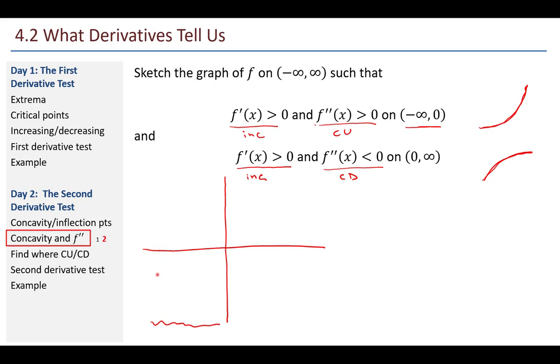So maybe something like that, where the inflection point is right on the y-axis. Increasing concave up, then switches to increasing and concave down. There's one example of a natural function that has this property. That's the tan inverse function. Looks that way.